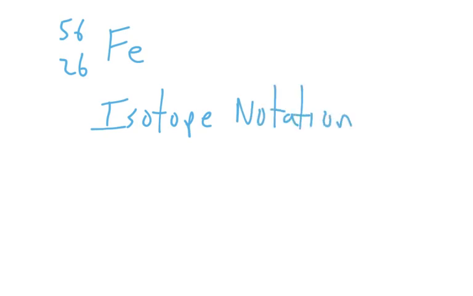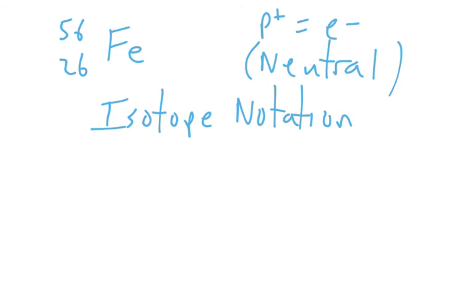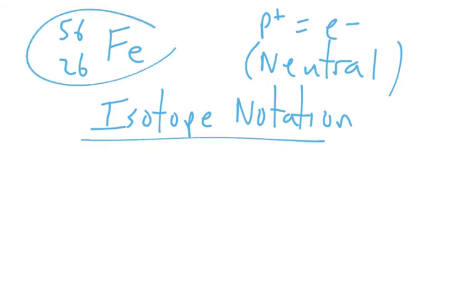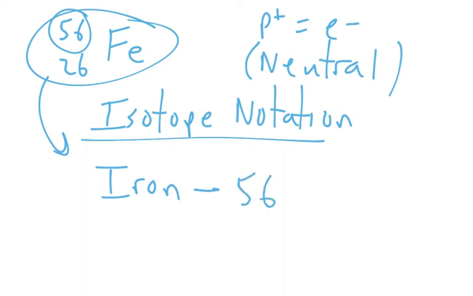And in isotope notation, the atoms are neutral, which means the proton number and the electron number will be equal. And what you do is, to write this in isotope notation, instead of writing the symbol, you write the actual name of the element. And then you put a dash. That's not a negative. And after the dash, you're going to put the mass number. So you're going to put iron-56. So the number after the dash will be the mass number. It's another way of doing the notation.